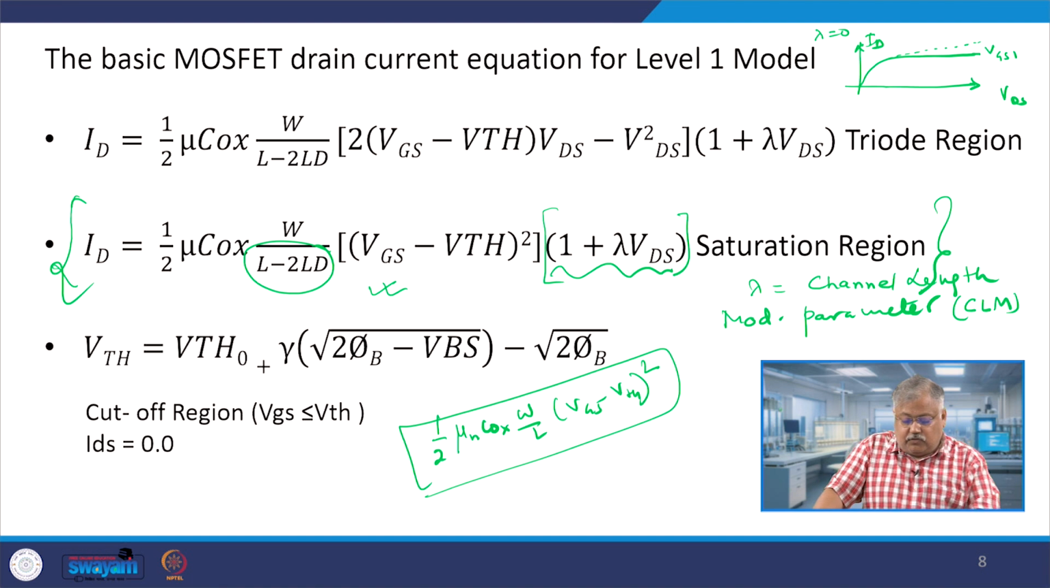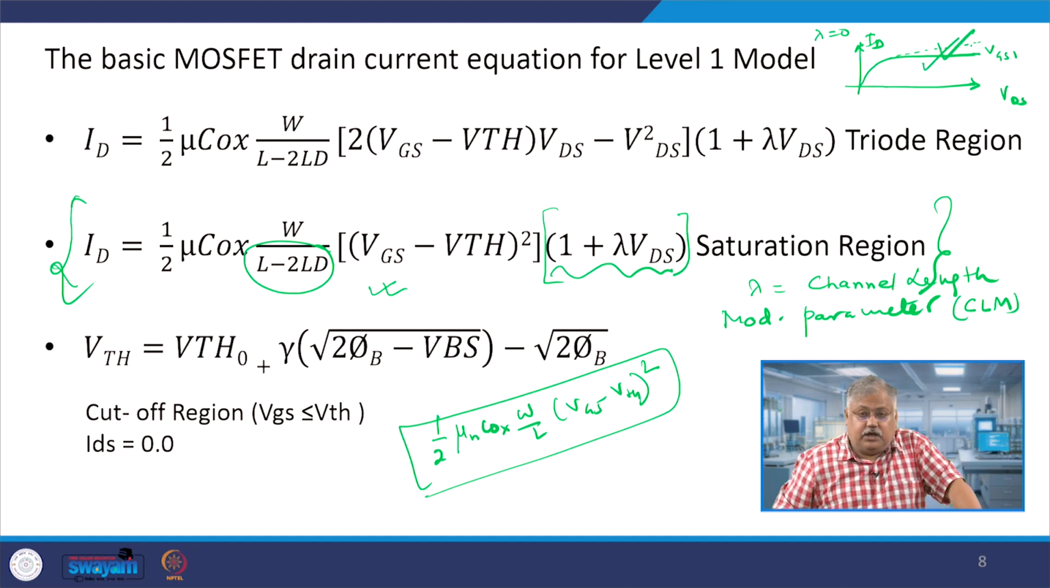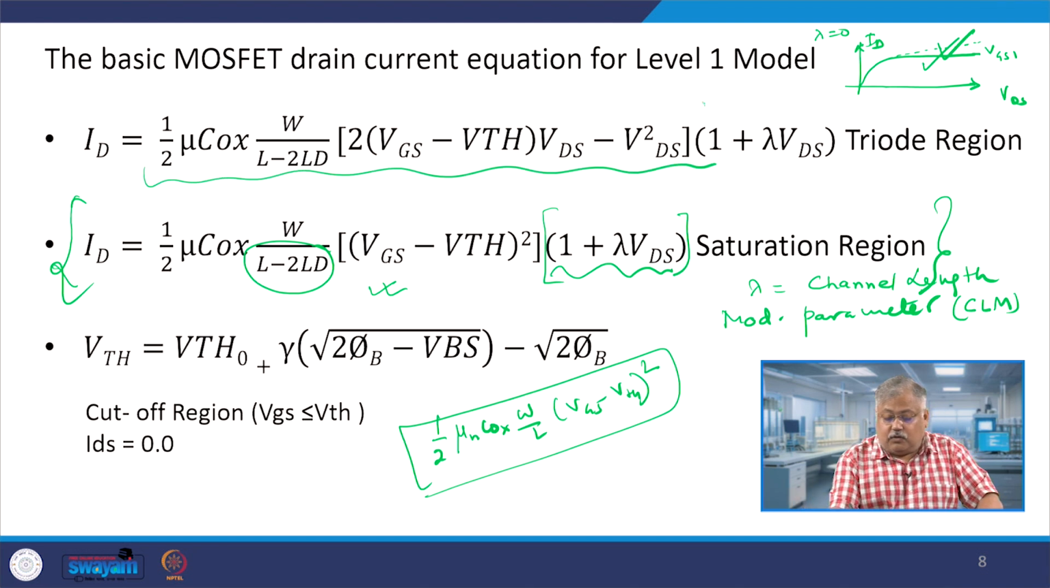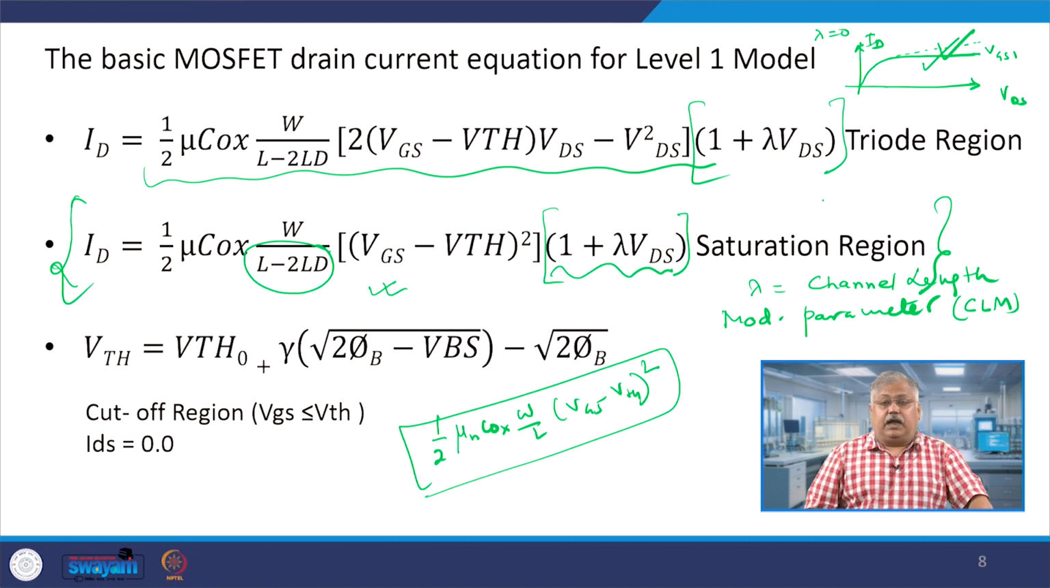You can actually look therefore in this case that my ID is proportional to 1 plus lambda VDS, and as a result you will have such a type of voltage variation taking place, and it is not an absolute current source that will behave. Let us come to the triode region. The triode region is exactly the same as the triode equation, which is this one, but we add to that 1 plus lambda VDS in the triode region, correct, and that also gives you a variation in the value of ID with respect to VDS. We define the threshold voltage as VT0 plus gamma times square root of 2 phi b minus VBS minus root of phi b. What is VBS? It is the body to source voltage, right?